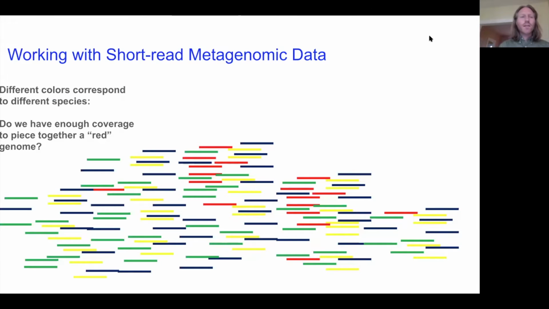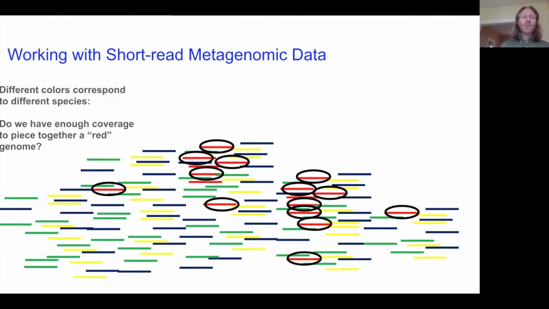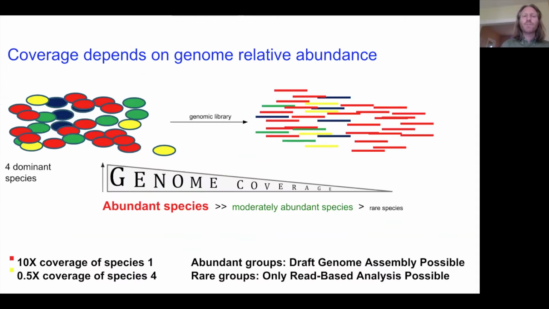So just as a reminder of what we're working towards here, essentially, for the most part, we get data in the form of short reads of chopped up genomes. And our goal a lot of times is to reassemble those into complete genomes, or as near complete as we can get. So a question we might ask is, do we have enough coverage here to piece together the red genome? Are there enough red pieces there that we can link them all together and form a complete genome, and then do some functional annotation on that and find out what that genome is up to in the environment?